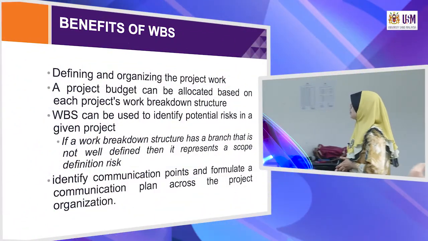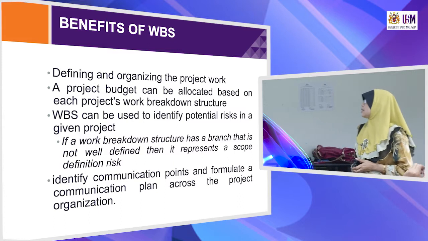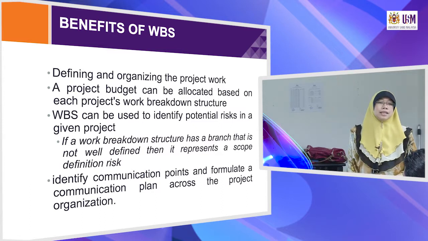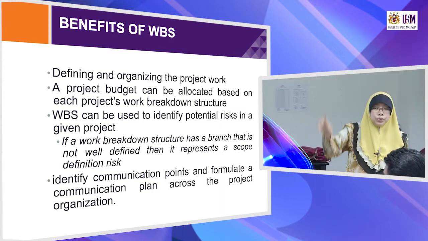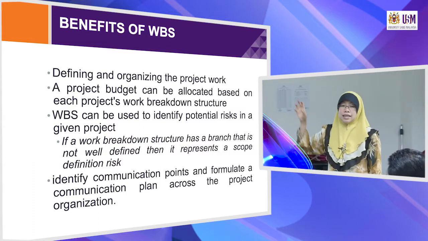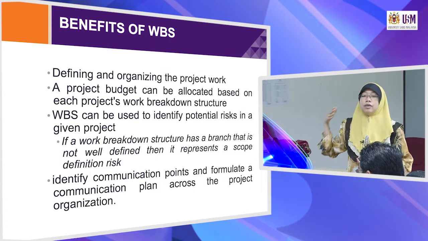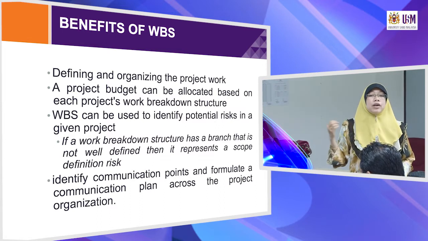A project budget can be allocated based on each project's work breakdown structure. Meaning that, going back to food, we have one food package, so we can divide the cost to food. Stationeries: who handles the stationeries for the participants? How much money? We can divide stationeries into smaller items: pencils, pens, are you going to give extra stationeries for them, and so on. So from the WBS, we can estimate or allocate the amount of money for each package.